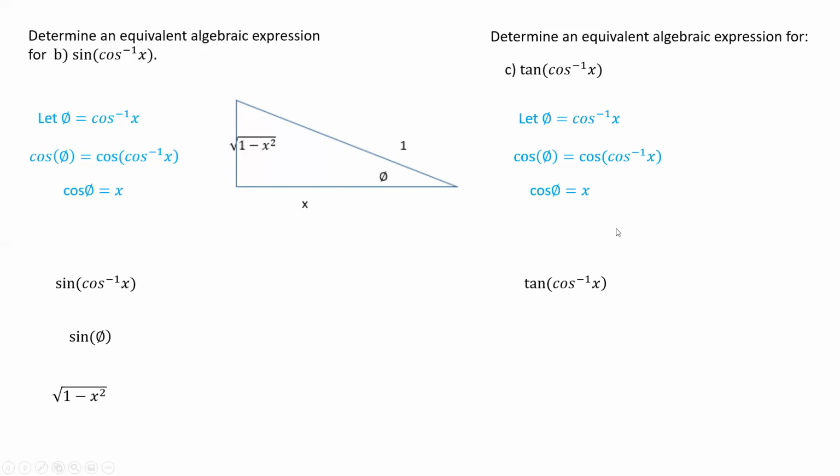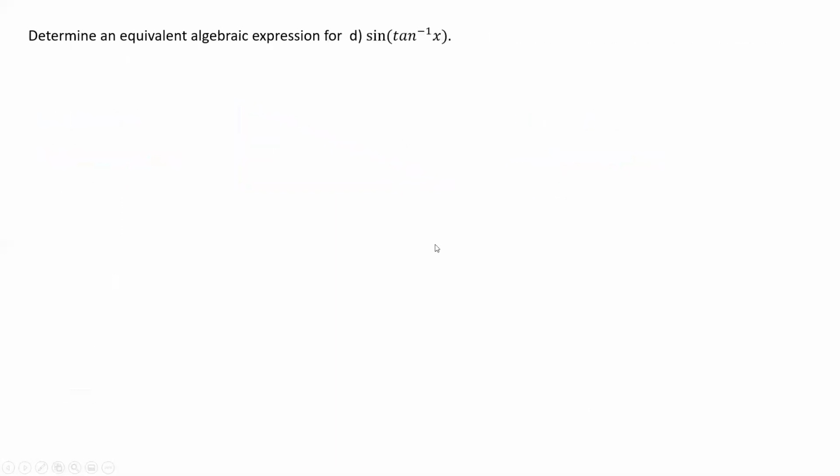We were working with the tangent of the inverse cos of x, the angle whose cosine is x, we called theta. Tangent of theta, go to your triangle, tangent opposite over adjacent, and there's our expression. One more just for you. Put me on pause, try it yourself, check the answer.